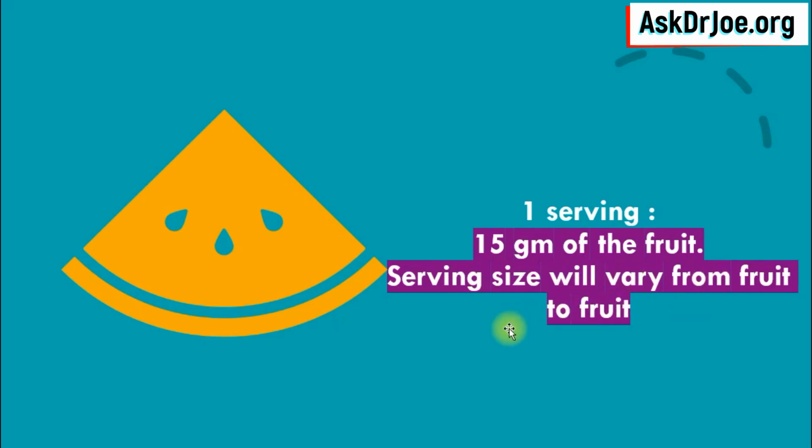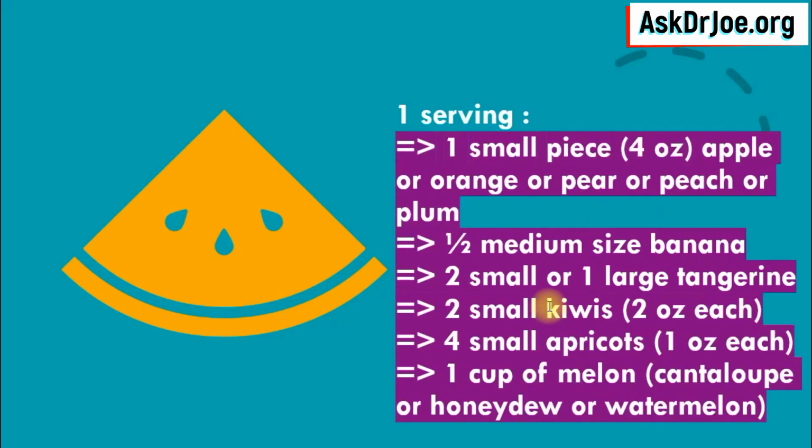So to illustrate this, let me give you some practical examples of what one serving of fruit actually represents. So here we go. One small piece, which is 4 ounces, of an apple or orange or pear or peach or plum, that will represent one serving. Half a medium-sized banana, that will represent one serving. Two small or one large tangerine, that will represent one serving.